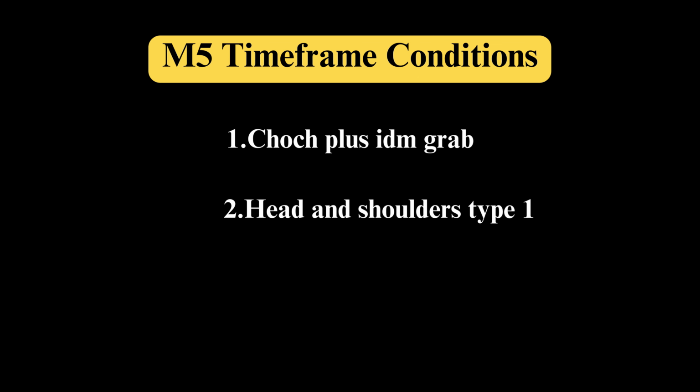And this is what we look for on M5 timeline. Number 1, change of character plus IDM grab, or a special chart pattern called head and shoulders type 1. Make sure to remember these two terms and conditions as we proceed in the video.